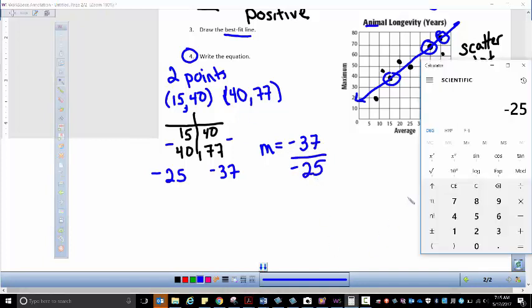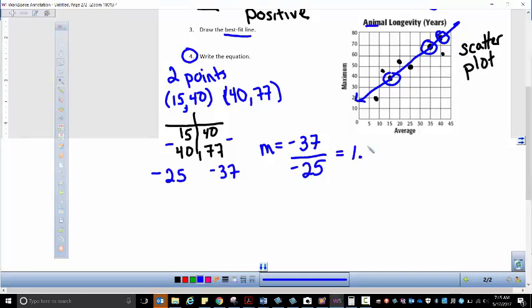And I want you to get a decimal. When we're doing problems that are real life problems, not just practice, when we're doing scatter plots, get a decimal. So you're going to clear, you're going to take 37 negative divided by 25 negative, and I get 1.48. 1.48. Positive, because two negatives is a positive. So that's my slope.